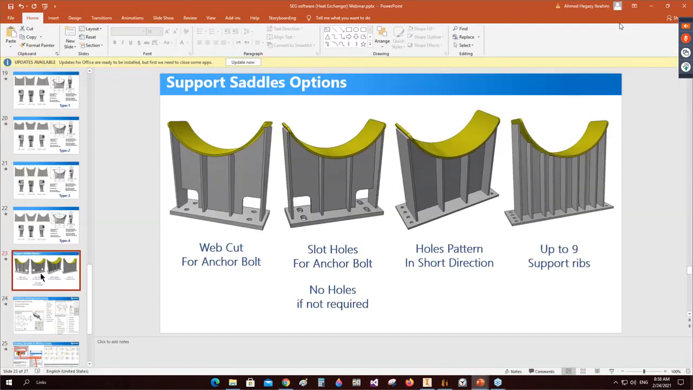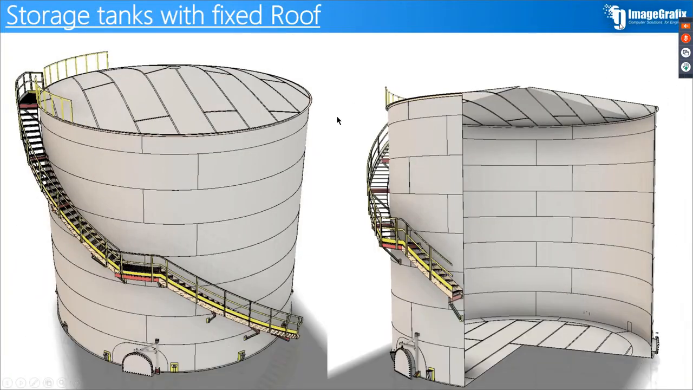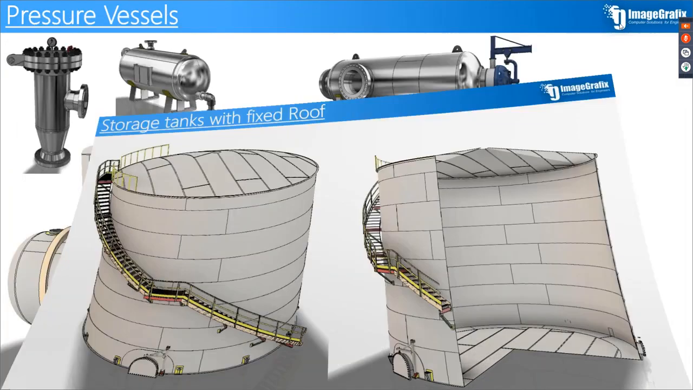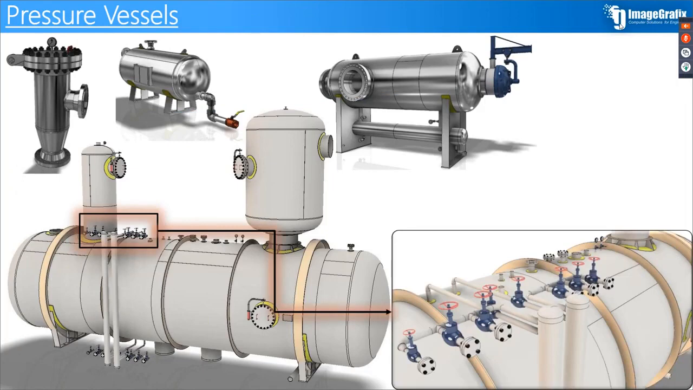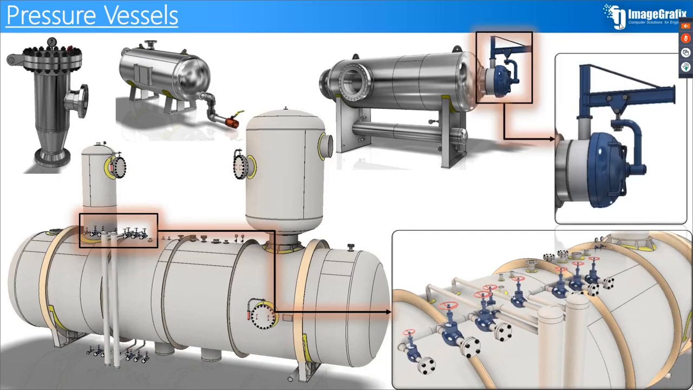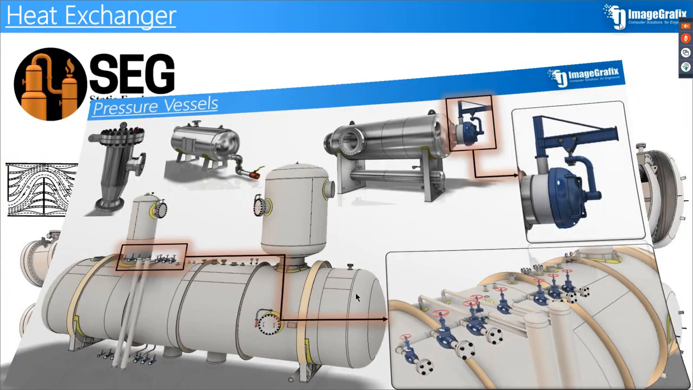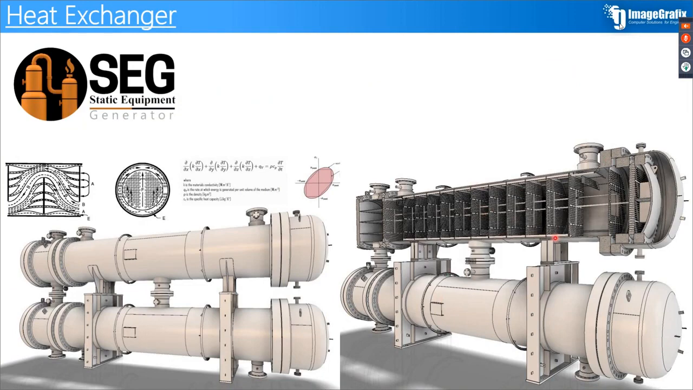Okay, let's discuss some other slides during this one. For example, here, by using SEG, as we discussed, you can generate many different types of equipment, like storage tanks with a fixed roof, complicated shapes of pressure vessels, piping on pressure vessels like this, and make some configurations like enclosures with some standards there, simple pressure vessels like this air cooler right here. And you have the ability to create heat exchangers, stacked heat exchangers like this.